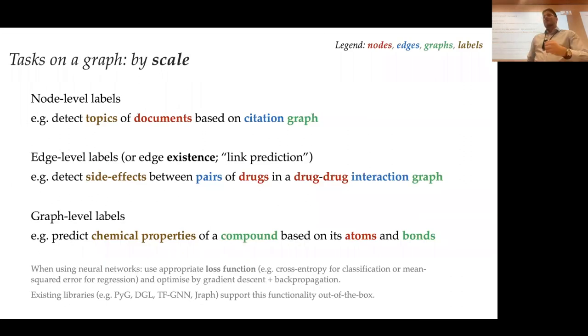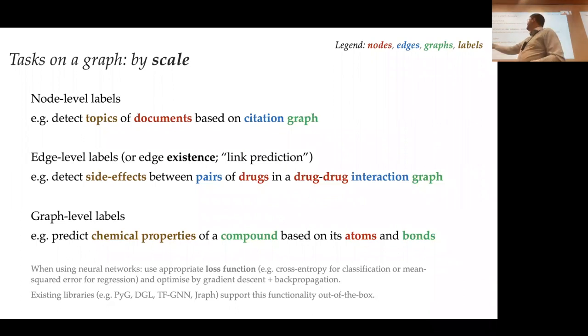Okay, and also the different tasks on a graph you can solve, we will see this in a few instances during the lecture today. Basically you can have labels on the level of nodes, which allows you to detect, for example, topics of documents based on the citation graph. Here I've color-coded all of the examples: red is nodes, blue is edges, green is graphs, right?